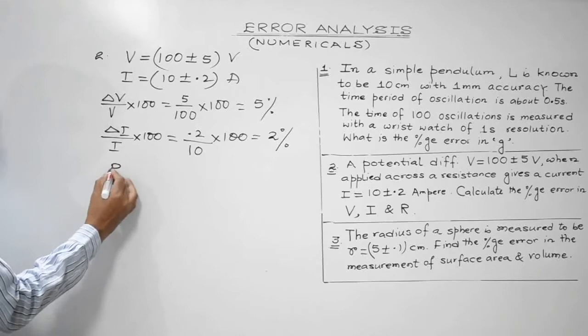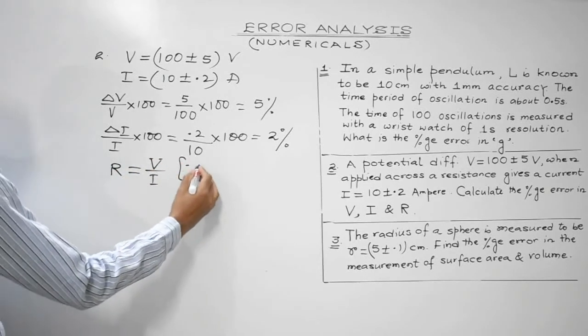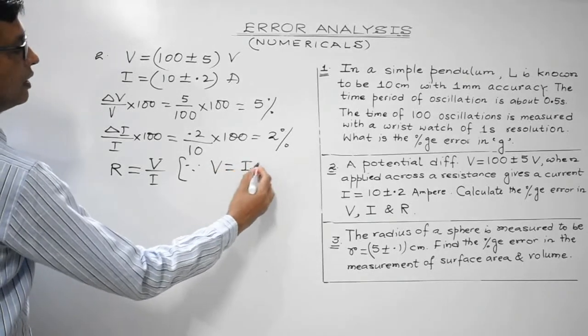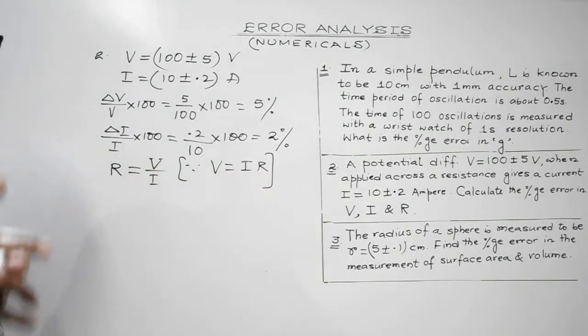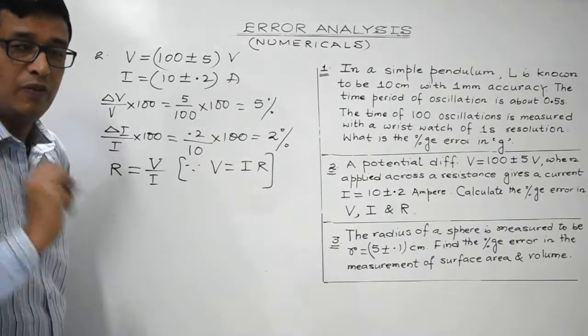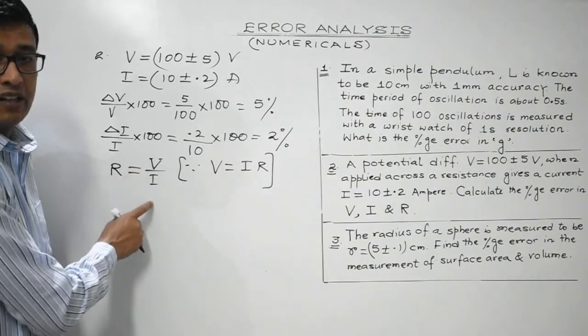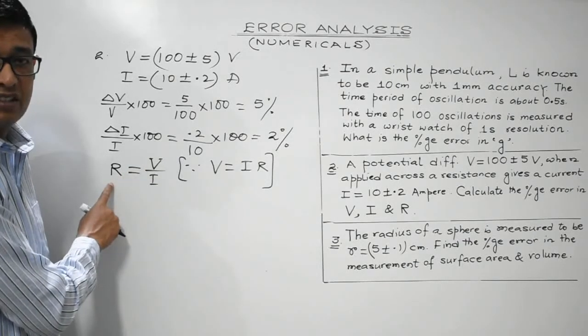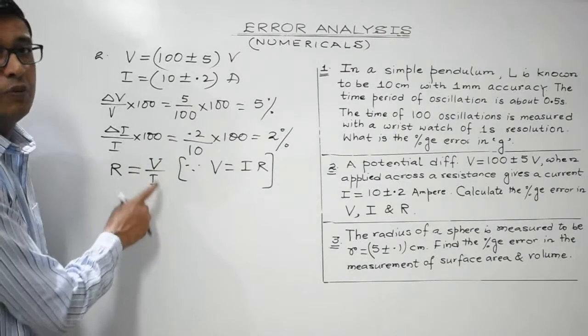Now, we are supposed to find out the percent error in the measurement of R. Look students, what is the formula? R is equal to V by I. From Ohm's law, we are aware V is equal to IR. Therefore, R will be equal to V by I. Now, you must remember case 4. When the result involves the quotient of two measured quantities, then the percentage error in the result is given by the sum of the percentage errors in the two measured values.